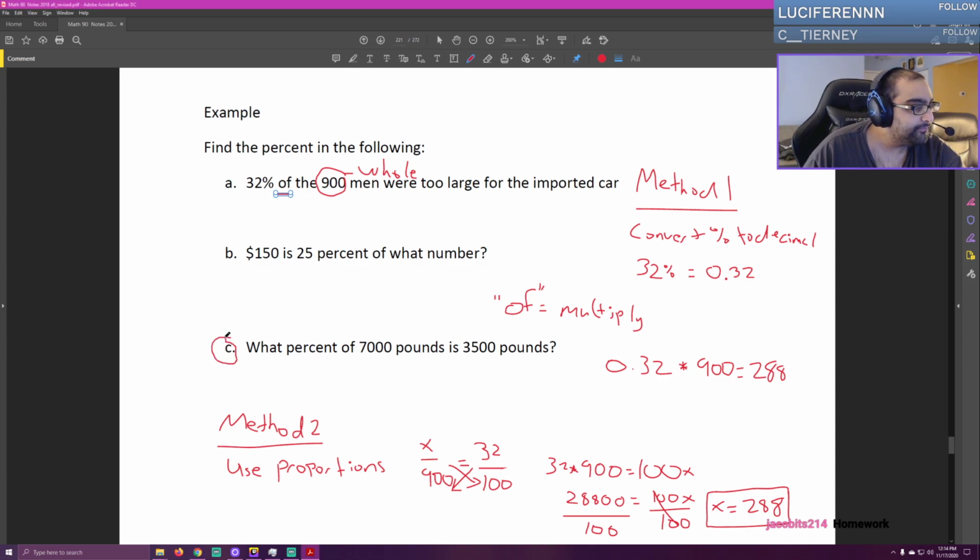All right. What I'd like you to do next is go ahead and try letter C here. It's a quick problem. It says, what percent of 7,000 pounds is 3,500 pounds? Go ahead and give that a try for a minute or so. That's okay. It happens, Carissa. We're all good.